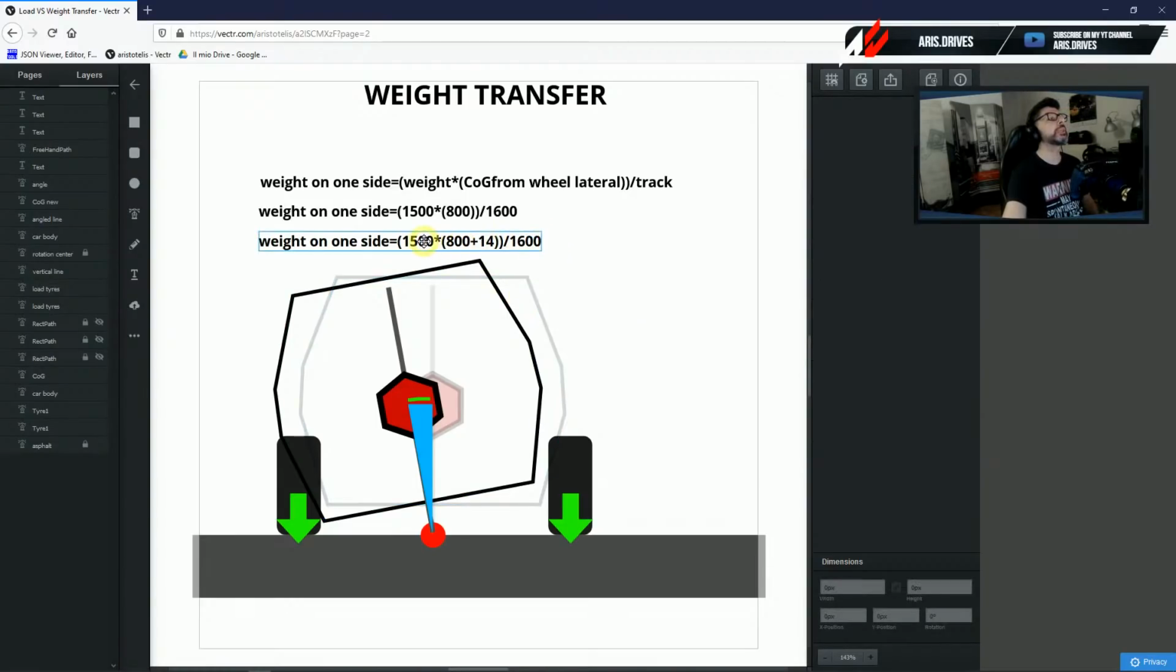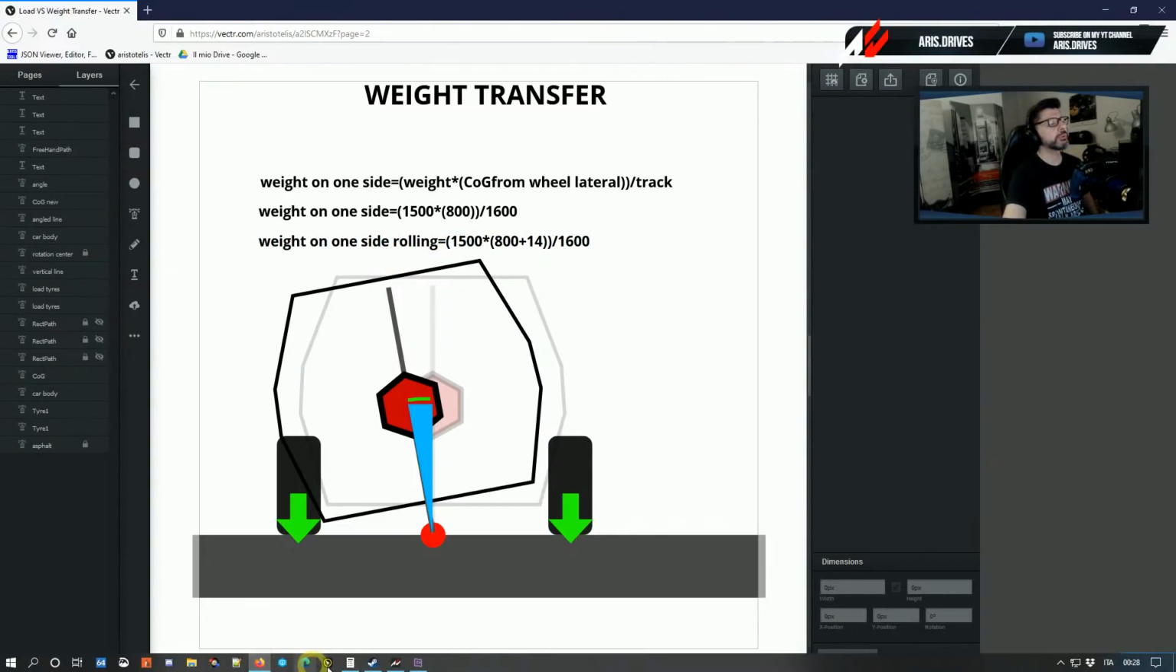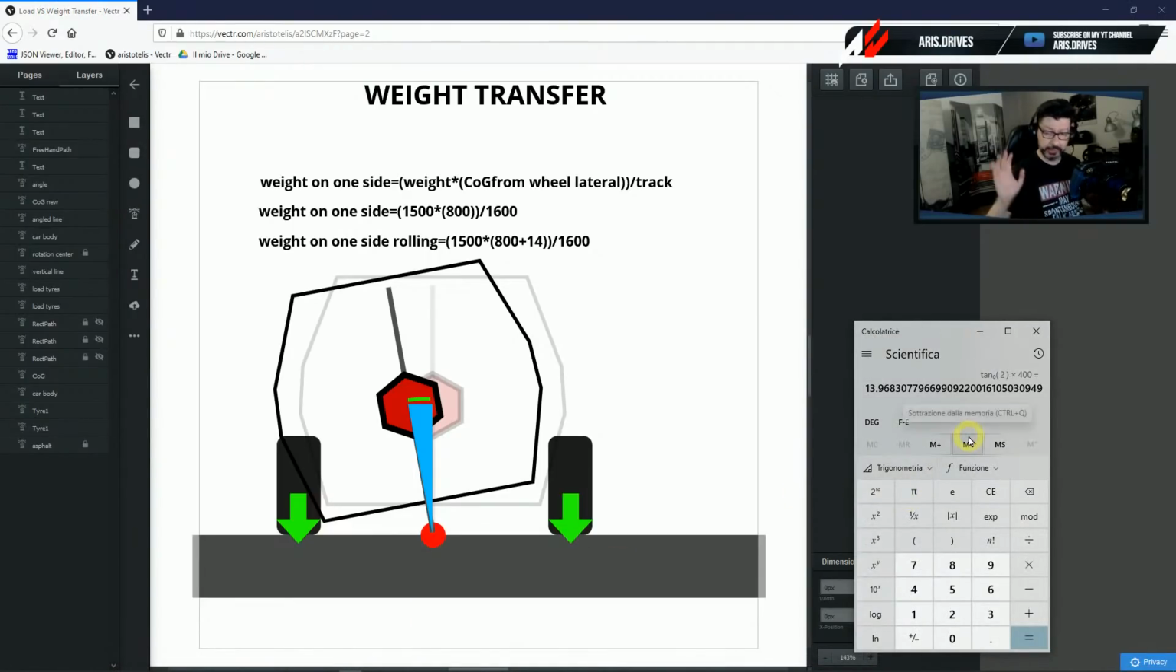So this is going to be our weight on one side when rolling. Let's see what we got here, if we did everything correctly. Forgive me if I made any error. So 1,500 multiplied by 814, divided by 1,600, equals 763.